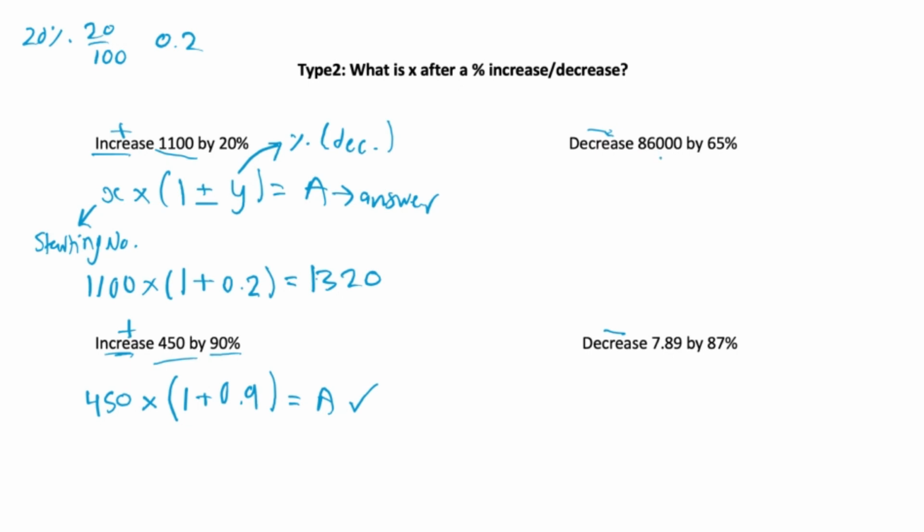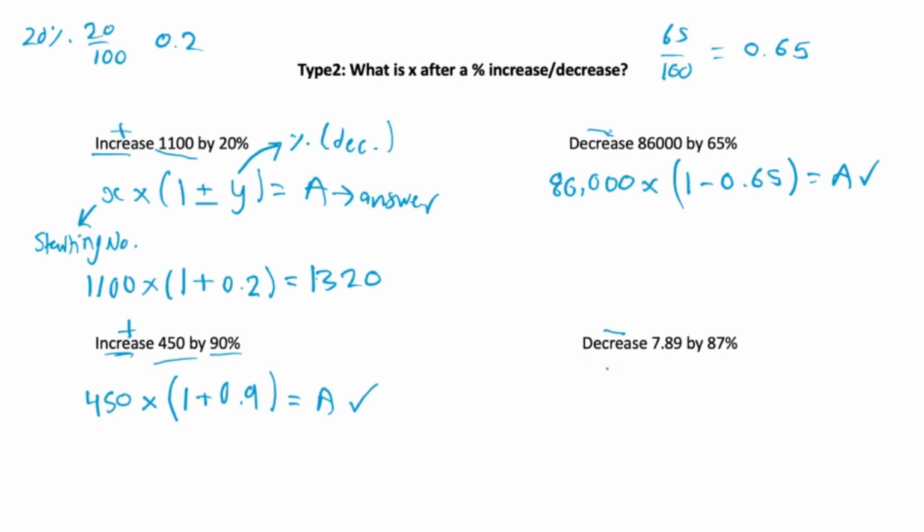Now in this case, decrease 86,000 by 65%. So the starting number is 86,000. Then you times, and then bracket 1, and this time it's minus the percentage. This time you're using the minus. Y in this situation will be 65%. Convert 65% into decimal, which is 0.65. That will be Y. Then you get the answer.